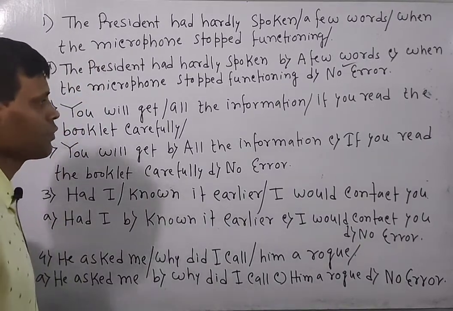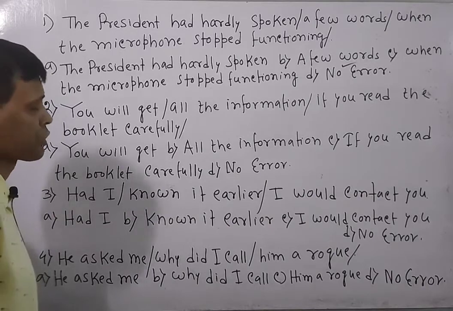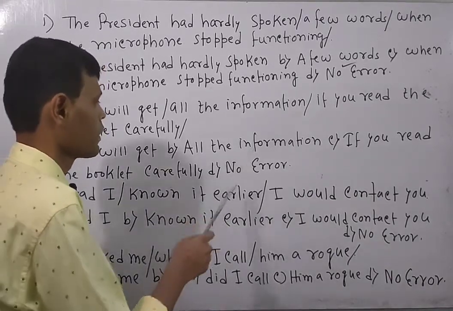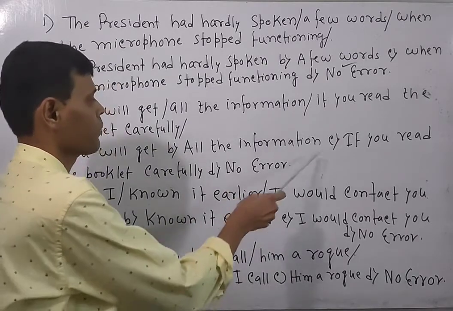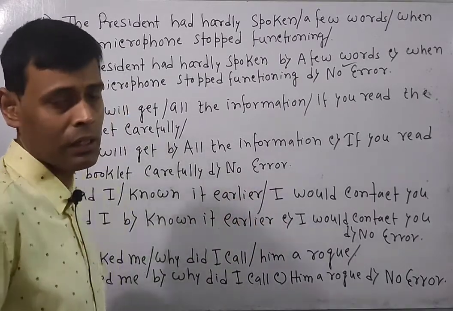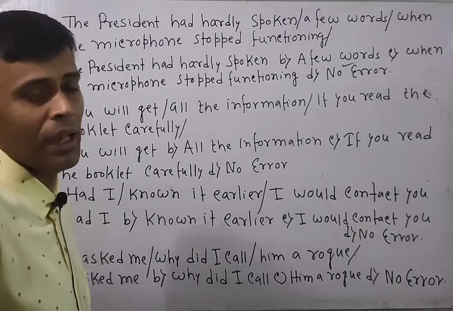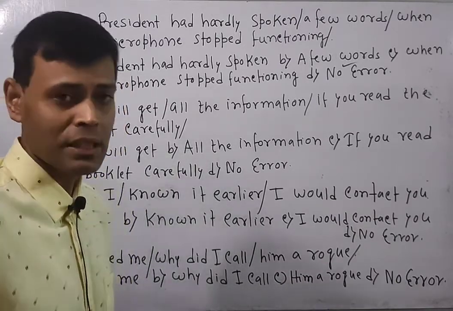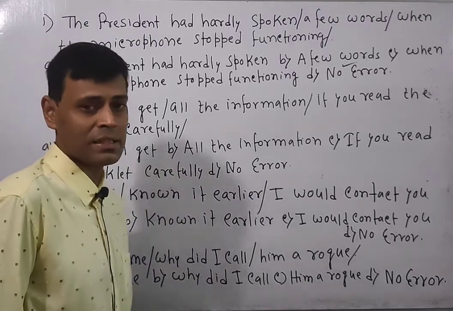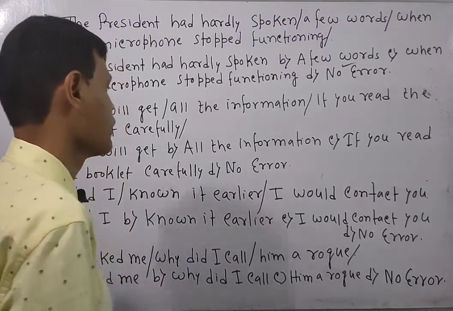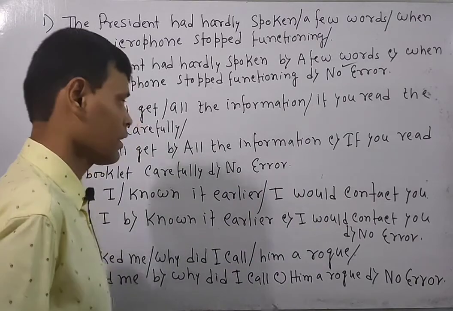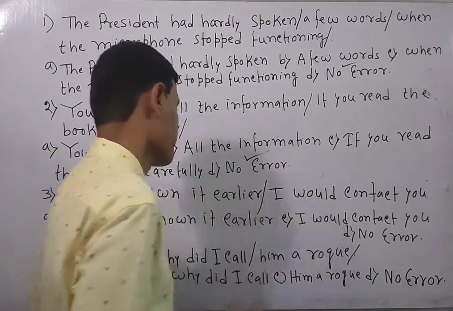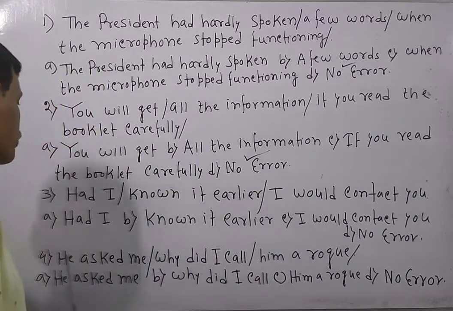So the answer will be the same as question number 1. Suppose if information S had been here, it would have been a mistake, as information has no plural form; information itself is singular. But here no such mistake is there, so you need to go for option D, that is no error.